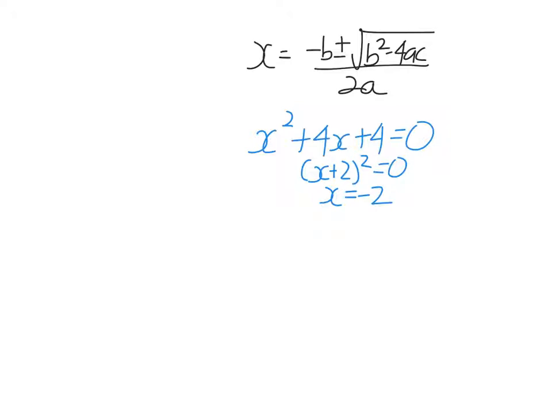So for this equation here, the number in front of x squared is 1. This is monic. The number in front of x is 4. And the constant term is also 4.